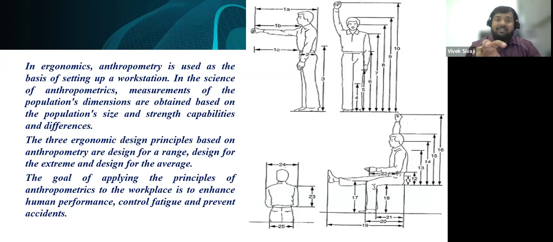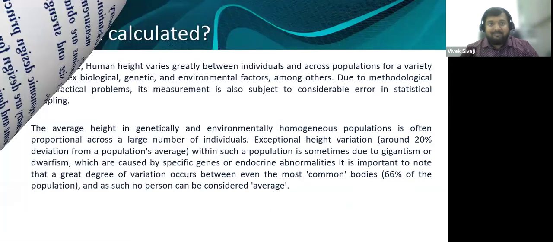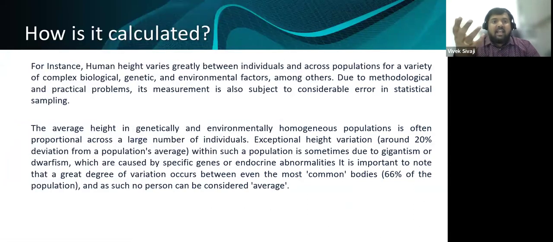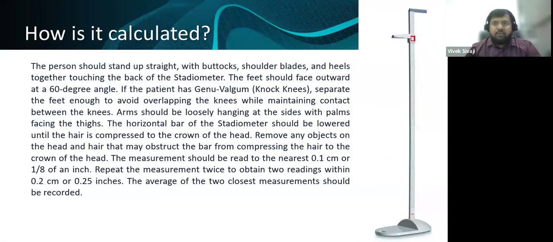And this helps the various organizations as well as the nation's government to design policies and stipulate limitations on product designs, right? So how is it calculated actually? For example, with average height, if we use something called a stadiometer, right? Hope you guys have seen something like this. The stadiometer on the screen.